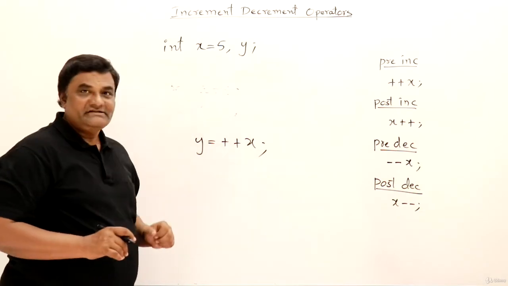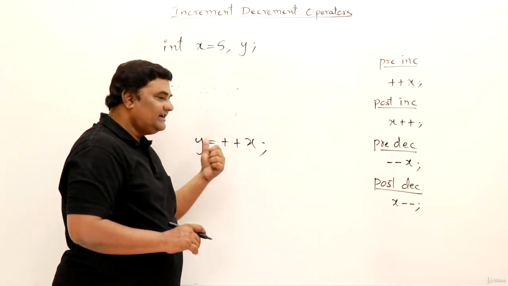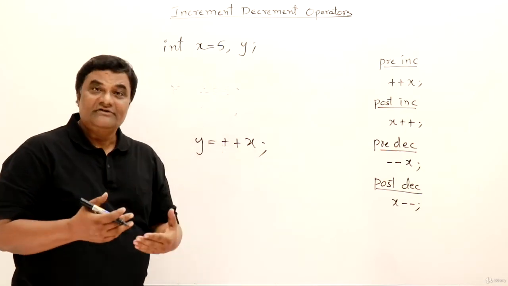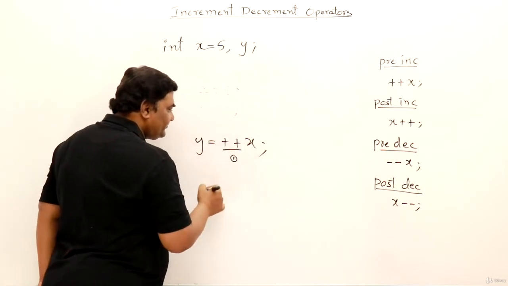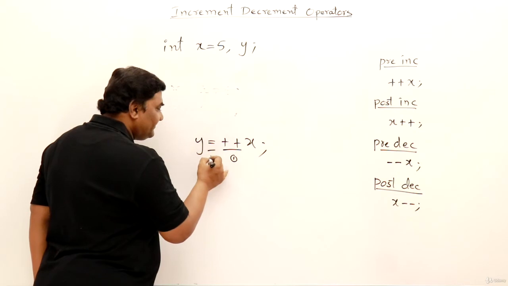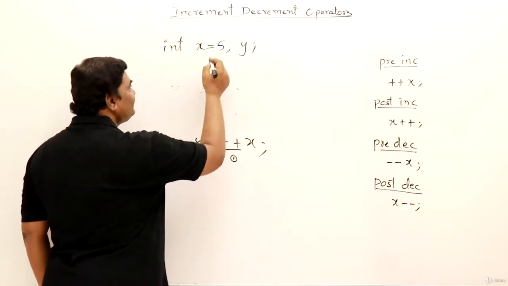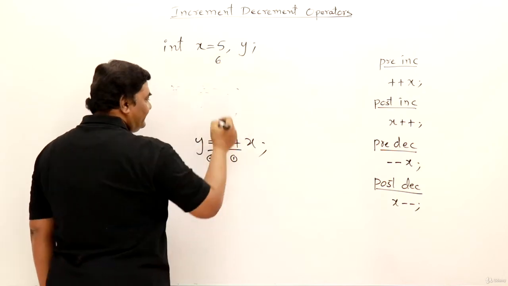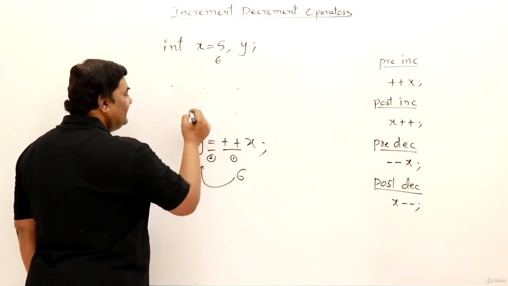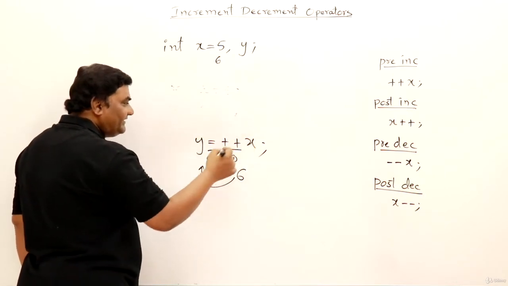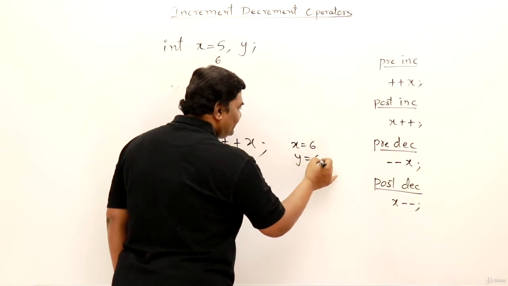There are two operations here. One is increment, other one is assignment. So which has to be done first? So first increment has to be done. This operation has to be done. Then second, this operation has to be done. So first increment is done. Increment is done means this x becomes 6. So this becomes 6. And 6 is stored in y. So after this, if you print the result, then x is also 6 and y is also 6.